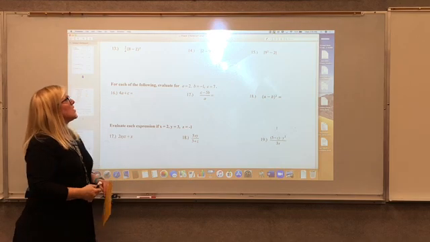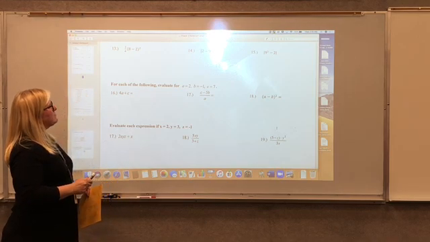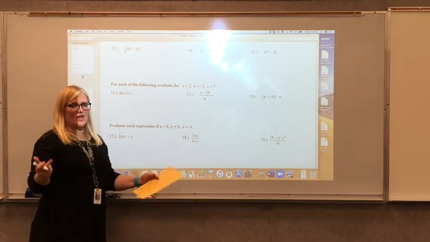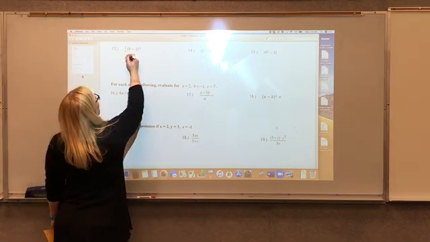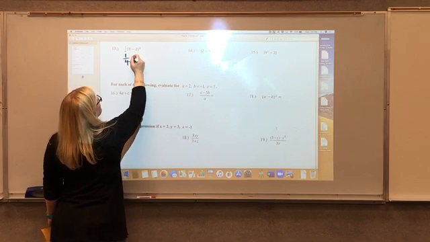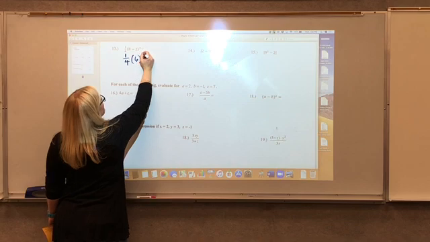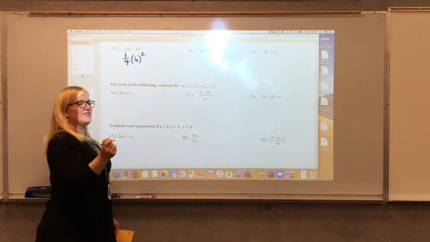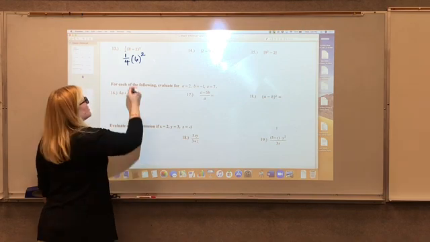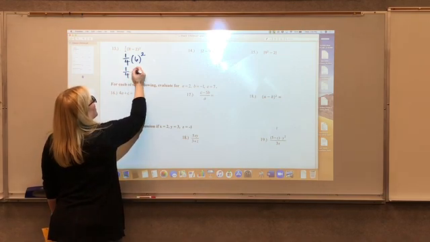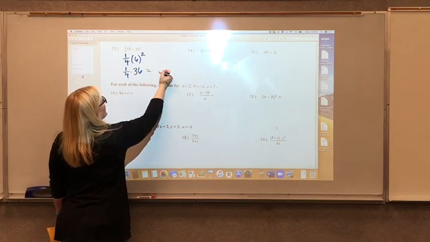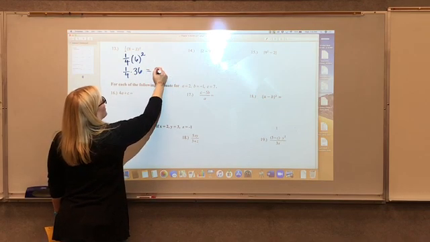All right, so number 13, again, we're going to start with parentheses first. I know I keep saying that. So we've got 1/4 times 8 minus 2 is 6 squared. Then after the parentheses comes exponents. So we have 1/4 times, this is 36, and now we multiply these and we get 36 over 4 is 9.